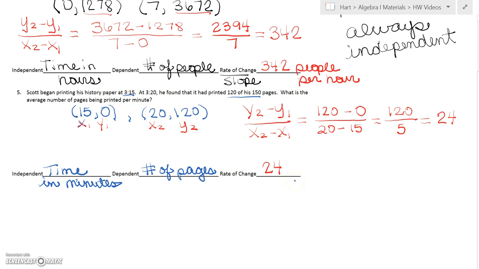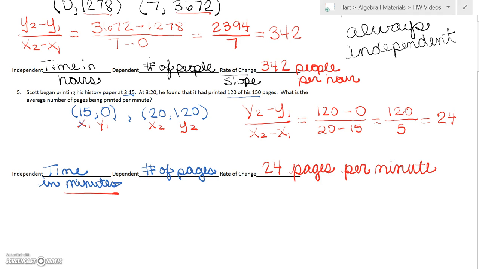And the units, since we're talking about pages, it would be pages per, and this time we're using minutes. So it would be pages per minute.